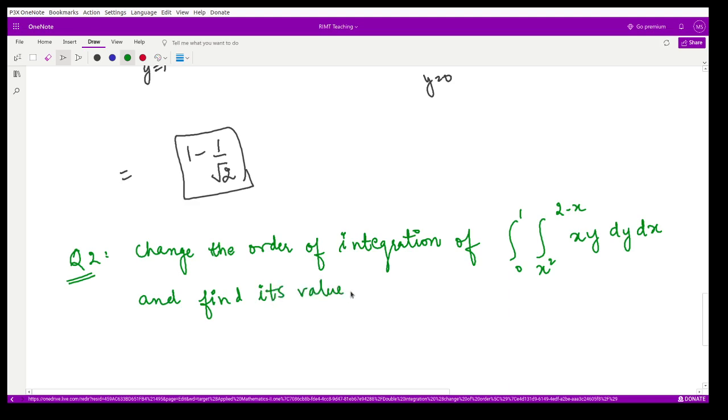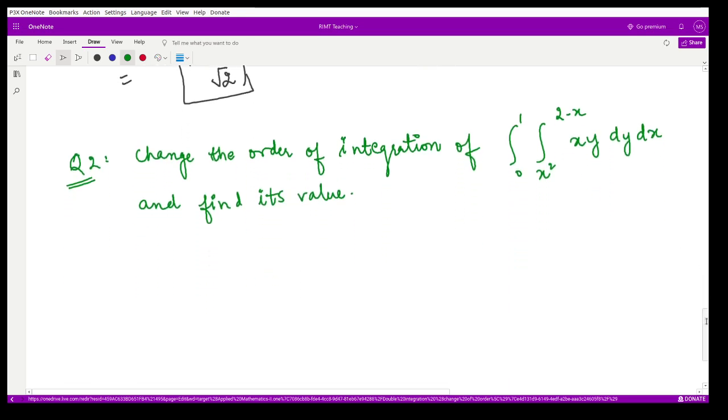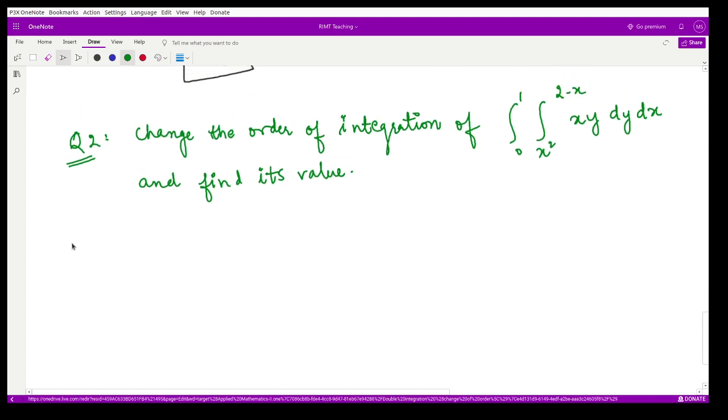So it is up to your wisdom how you see the problem. So in this question they have directly given you that change the order of integration and then find the value of this integration.